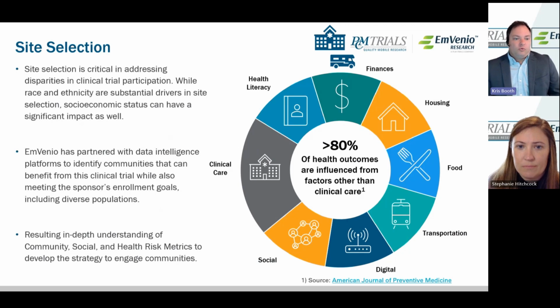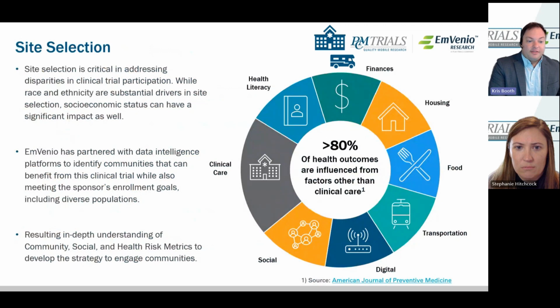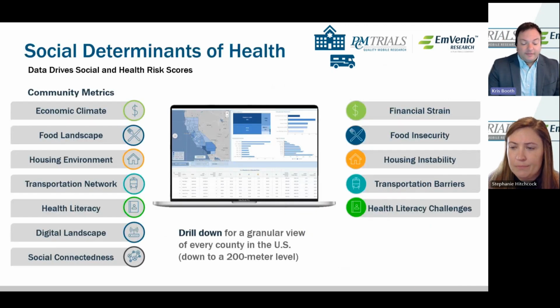How does that work? Well, EmVenio, speaking from the experience of this company, actually partners with data intelligence platforms that give us an understanding of what the social and community risks are. So when you're looking at these areas of marginalized populations, where do these sites typically not exist? And how does that find? So we utilize that through a partnership with social determinants of health. We look at these community matrix.